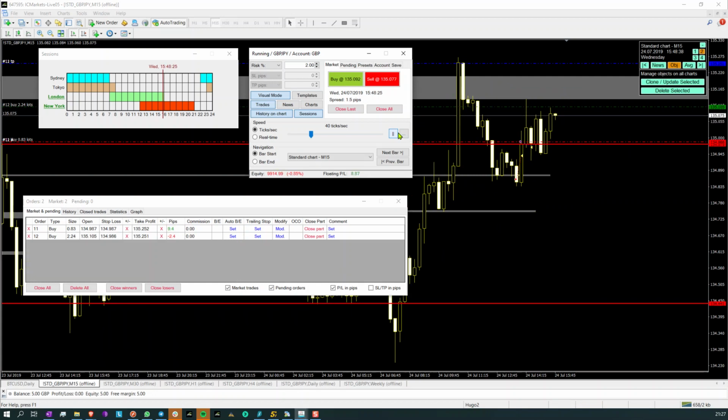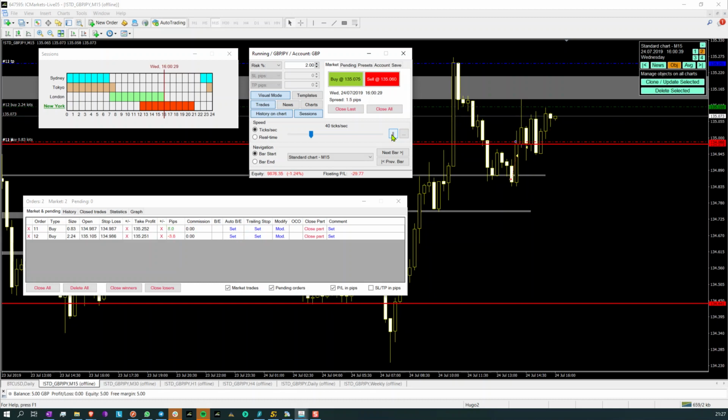M15 close bullish. Come on, man, go over that. Man, oh man. Man, oh man. What a piece of shit. No M15 close yet. Okay, M15 close bearish, so I have to close 50% of this trade.